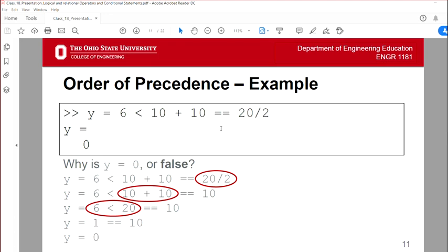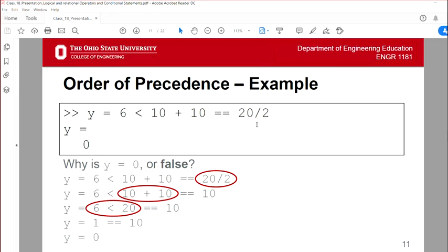Okay, in this example, we have to decide which operation to do first. So we have relational operations, the less than and the equal to. So these should be lower precedence than the division and the plus. So this is the order: we have the division, highest order here, then followed by the plus, then we do the less than and equal, the last thing.